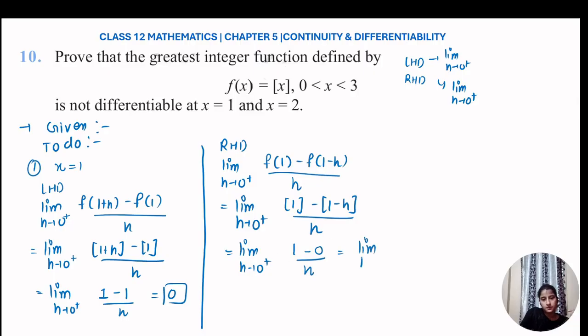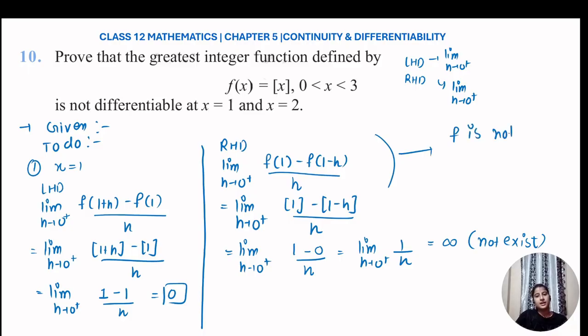As you can see, this will be the limit of h tends to 0 positive of 1 divided by h. So 1 divided by h, and your h is going to 0, so this limit will be infinity. That means not defined, or say does not exist, as your right hand limit does not exist. There is no point now in matching it with your left hand derivative. From here you can say that the function f is not differentiable at x equals 1, right? Okay, so done with this.